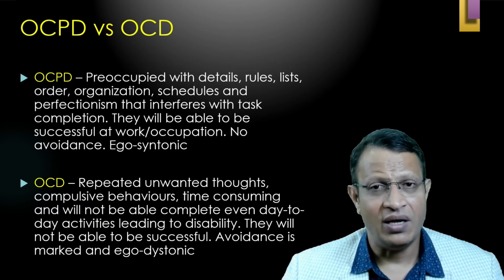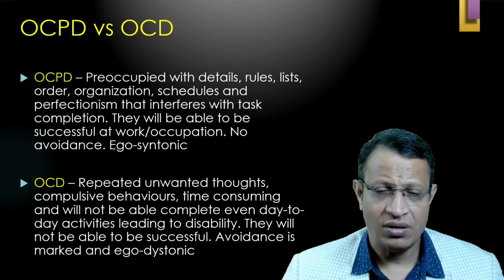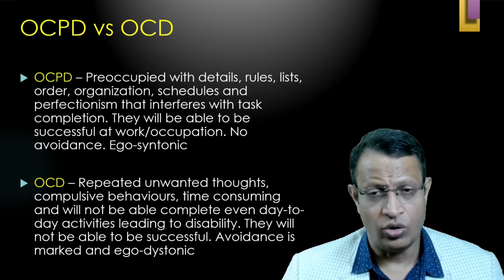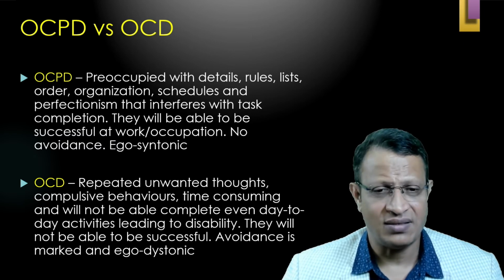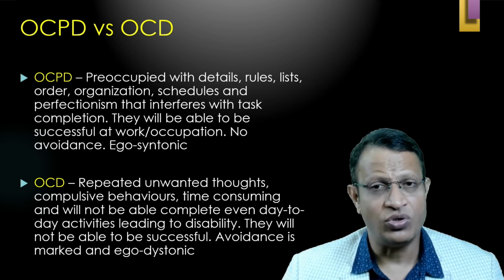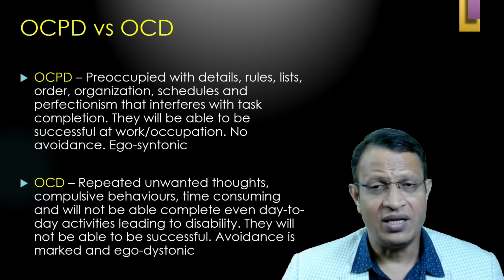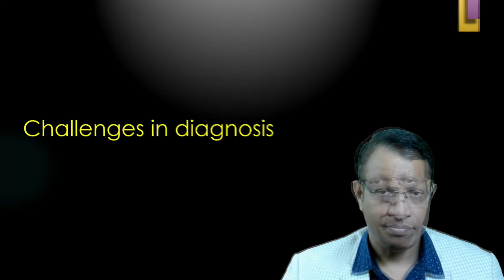Whereas in OCD, they will have repeated thoughts, repeated acts. They know these are ego dystonic; they do not want these thoughts and acts, but they are unable to stop them. They start avoiding things. That is OCD, my dear friends.